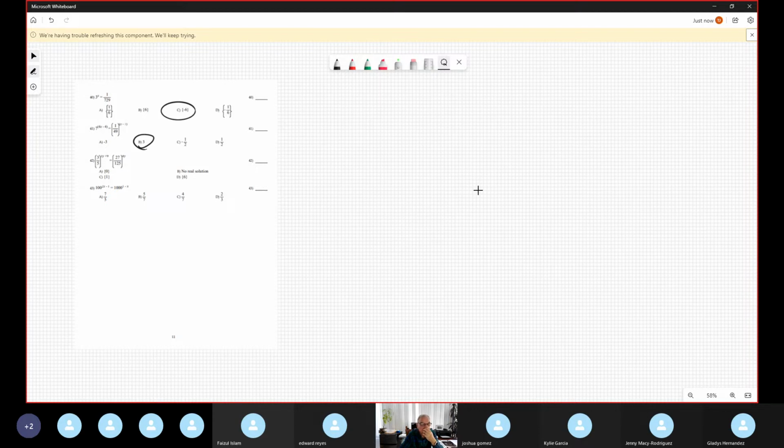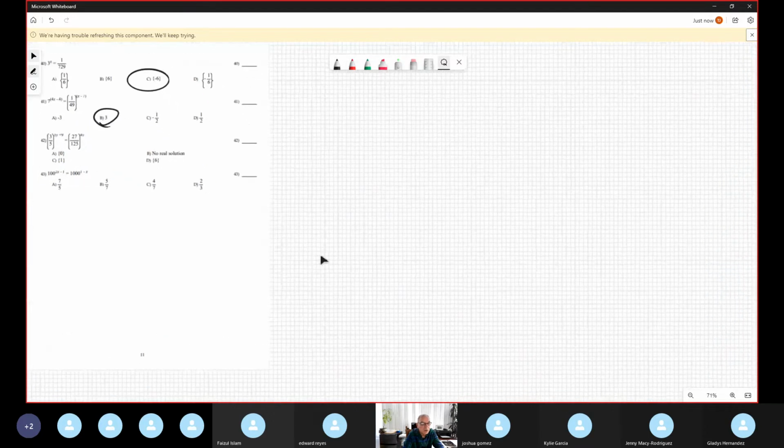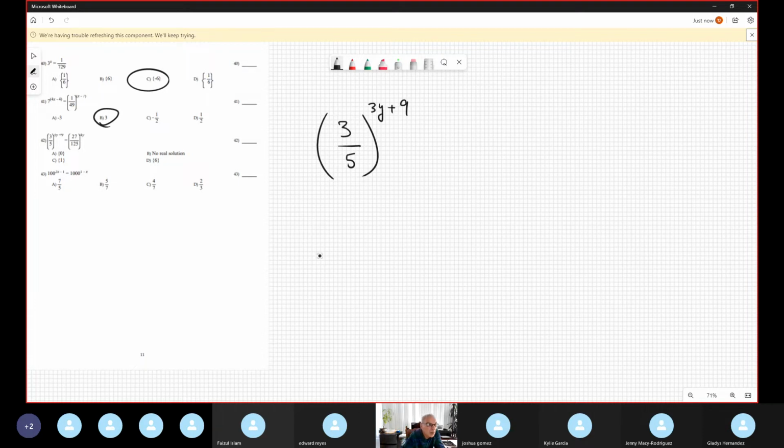Okay. Number 42. 42 looks weird. It is (3/5) raised to the 3y plus 9, equal to 27 over 125 raised to the 4y. This is my exponential equation. Okay, it contains a fraction, but it doesn't matter because I know that 3 is 3.